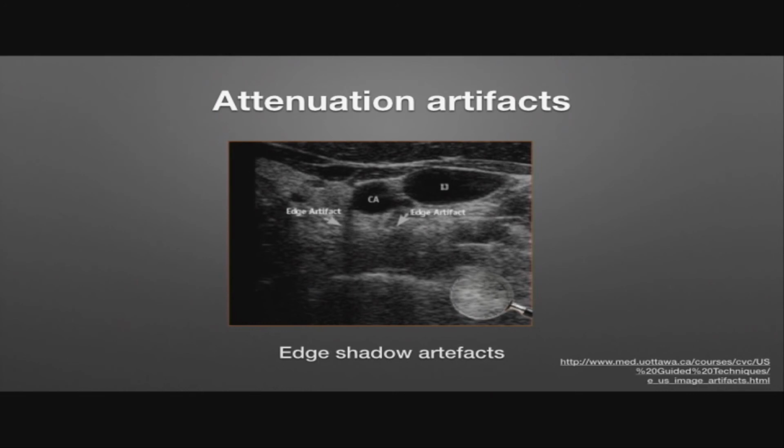And finally, edge shadow artifact. If you've got a fluid-filled structure, like a blood vessel, like the carotid artery, you're going to have fluid in the middle, which leads to some enhancement through it. But at the edge, you've got increased density of the lumen of the blood vessel, and that's going to increase absorption and cause increased attenuation as you go down the edges, which means reduced echogenicity behind it. And again, you get these edge artifacts, or the shadows behind a spherical structure like the carotid artery.